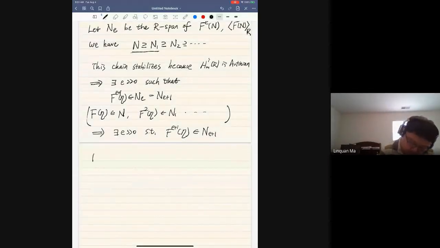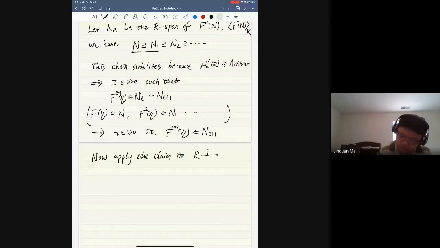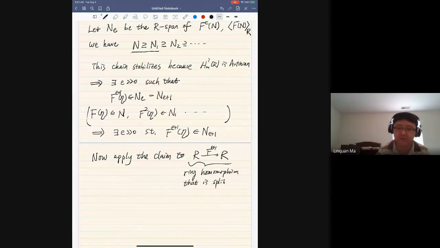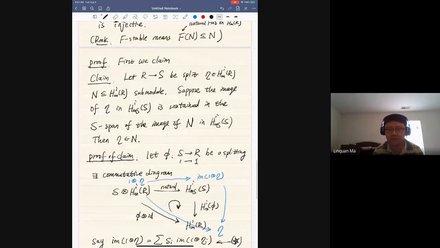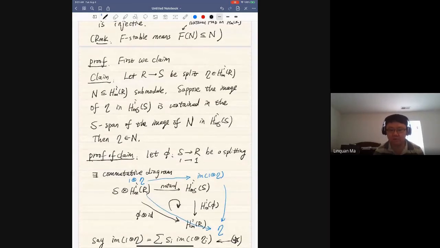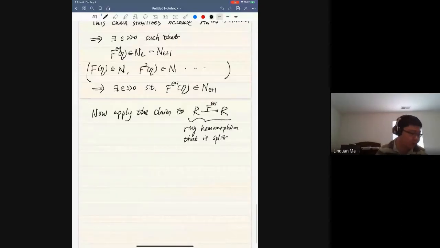Now we apply the claim to the E plus 1 Frobenius. Remember this is a ring homomorphism that is split, so this is compatible with the assumption in our claim. In our claim, I have a ring homomorphism which is split, and I can apply this conclusion. So I'm going to apply the claim to this ring homomorphism.